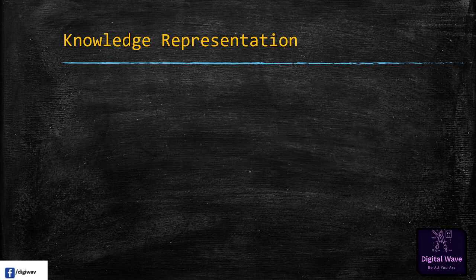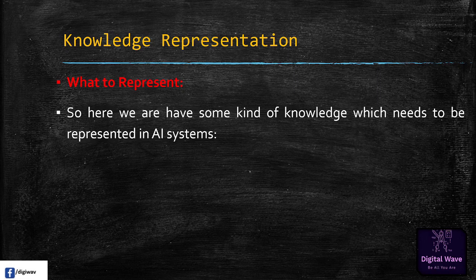Now the next question is, what are the things we have to represent in artificial intelligence? Here we have some kinds of knowledge which need to be represented in the AI system. The first one is object. What is an object? All the facts about objects in our world domain. A person, a student or an employee is an object, or we can say guitars contain strings, trumpets are brass instruments. These are all objects.